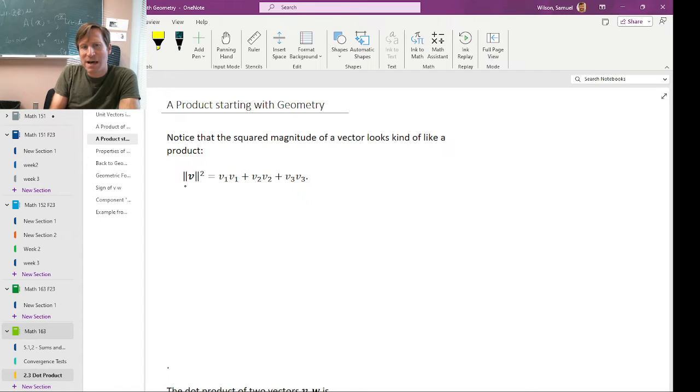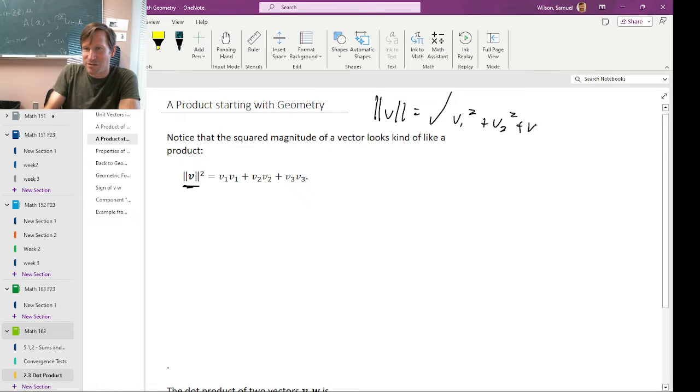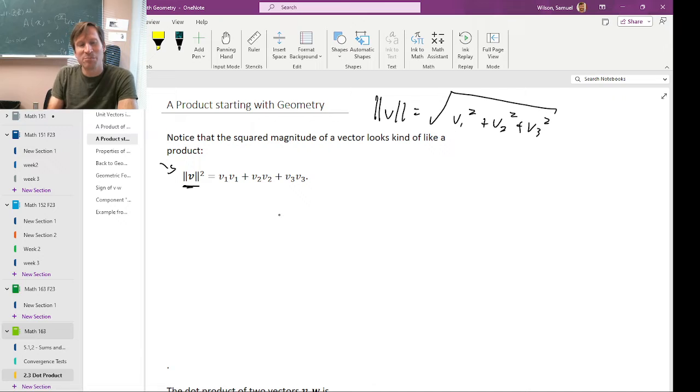If you take the magnitude of a vector, remember the magnitude of a vector is its geometric length, so the square root of v1 squared plus v2 squared plus v3 squared. If you square the magnitude, that gets rid of the square root, and you just get v1 squared, which I've written as v1 times v1, plus v2 times v2, plus v3 times v3. And this kind of looks like we multiplied v by itself, right?